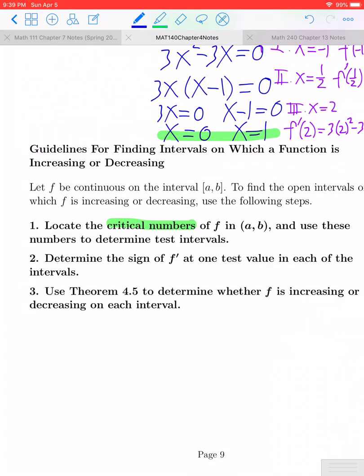So all we need to do is take a test point, any test point at all within each interval. Whatever the sign of the derivative is at the test point, that will be the sign of the derivative throughout that entire interval. And then we're just going to use theorem 4.5 to determine whether f is increasing or decreasing on each interval. Remember, if f prime is greater than 0, then f is increasing. If f prime is less than 0, then f is decreasing.